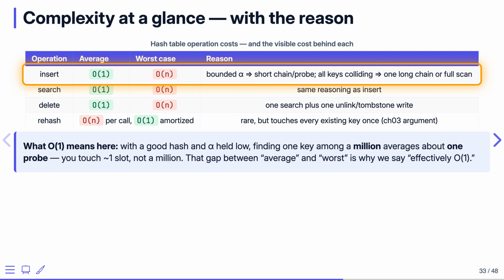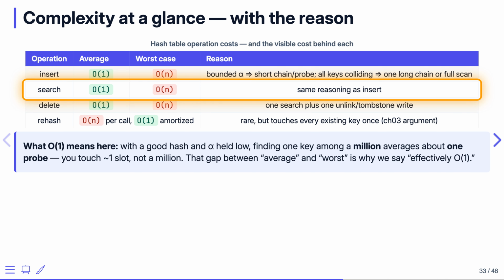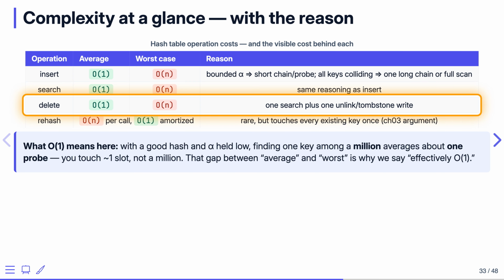When alpha is bounded, the chain or probe is short, but if every key collides, you get one long chain or a full scan. Search is the same. Big O of 1 on average, big O of n in the worst case, for the very same reason as insert. Delete is also big O of 1 on average and big O of n at worst. It is one search, plus one unlink or one tombstone write.